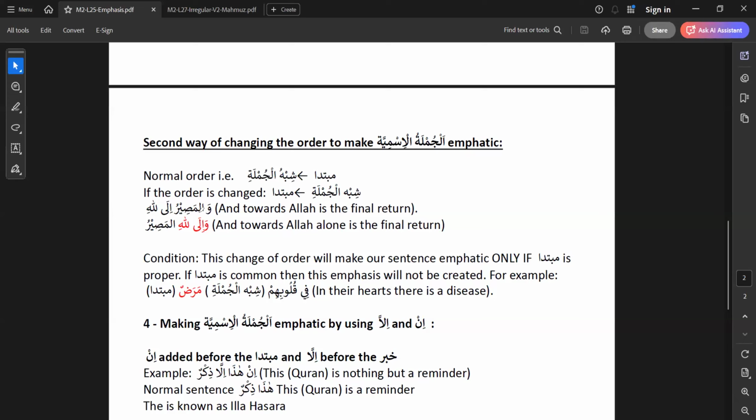An example we have here is في قلوبهم مرض, and we're familiar with this one. في قلوبهم, we have shibu jumla, then maradun. And notice this is nakira. In the hearts there is disease. It's not al-maradu, it's just maradun. Something for you to be aware of.